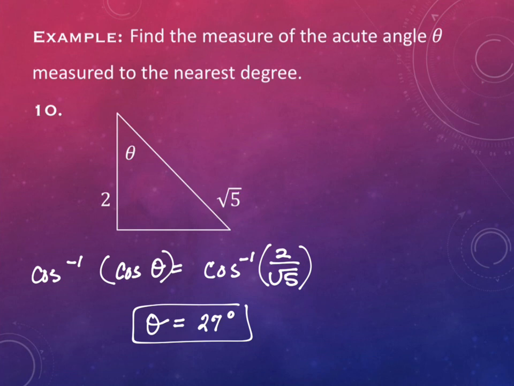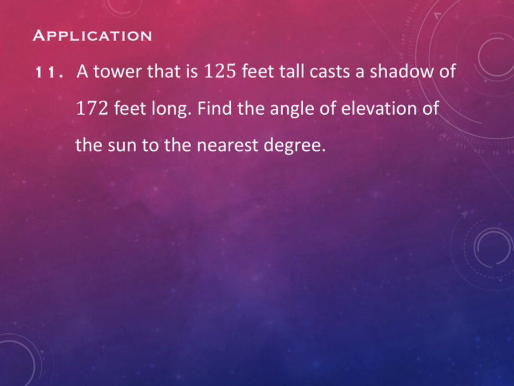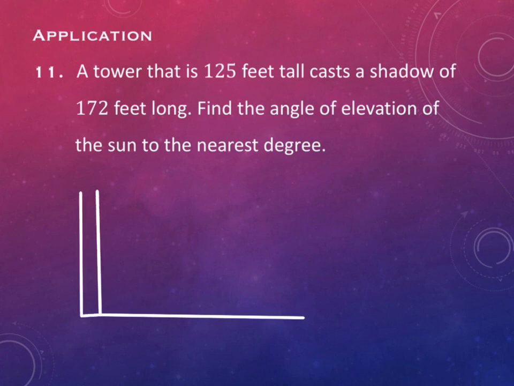Okay, real quick, give me 1 extra minute beyond class and we'll finish up the last one. This is a true application problem, like legit, right? It's got words and everything. We have a tower, it's 125 feet tall. It casts a shadow that's 172 feet long. So here's my tower. You can imagine it right here. Here's the tower, right? So the tower is 125, and the shadow is 172. And it wants to know what the angle of elevation is.